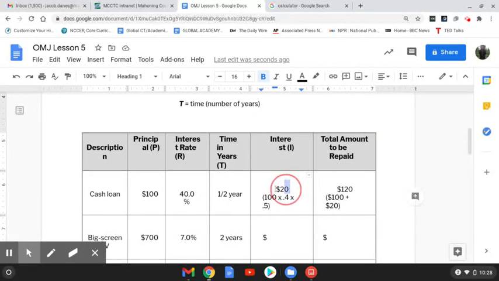That $20 goes here. And to figure out how much total amount will be repaid, you do $100, which is your principal, plus your interest, which is $20, and that gives you $120.